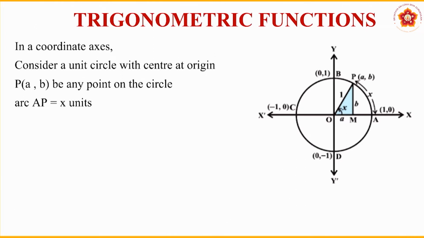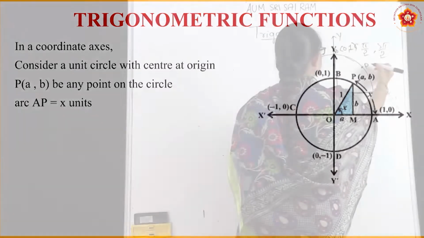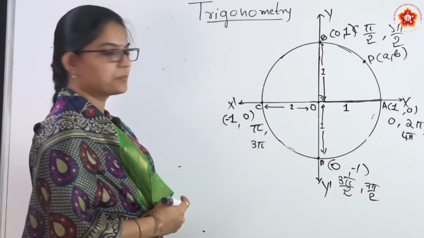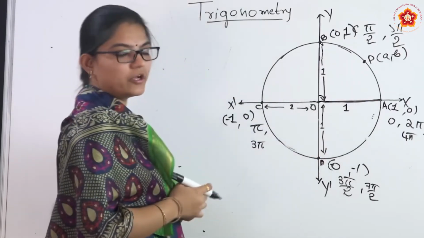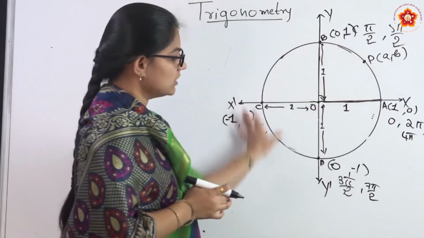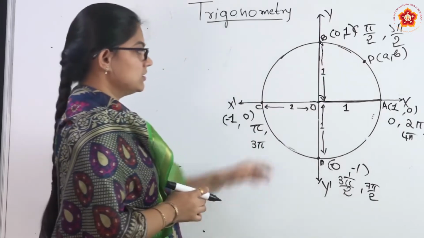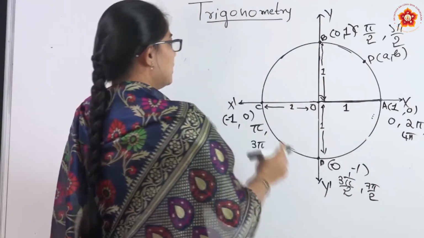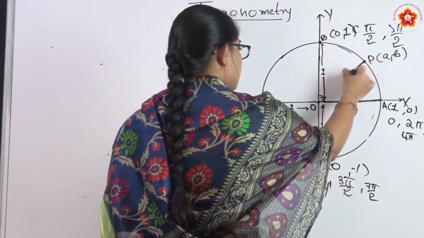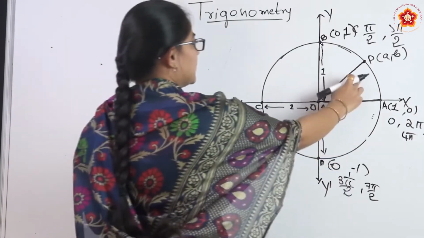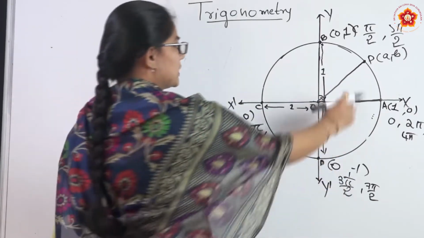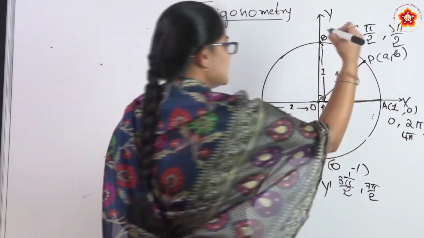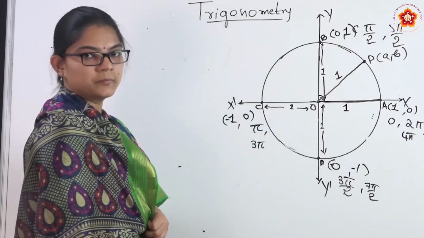Now consider any point P on the circle, with the coordinates P is (a, b). It's an arbitrary point, just representing all the points in this unit circle, okay? With the coordinates a and b. Now let us join this P to O, so we get OP. But what is the length of OP? It's the distance from the center to the point, that we can say is the radius, and you know that the radius is 1 unit, correct?